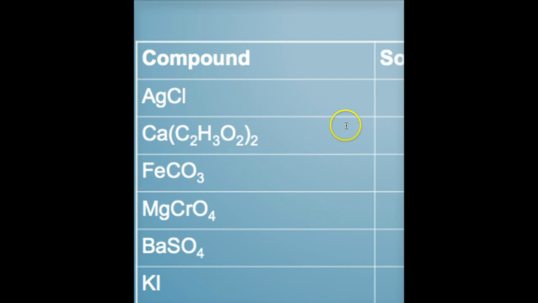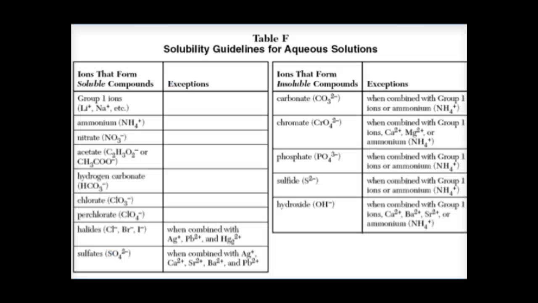No. The next compound is calcium acetate. So Ca is calcium, and then C2H3O2 is acetate. You're going to go to table F, and you're going to look for either calcium or acetate to be one of the ion categories that you're looking at. So let's go back and look at table F. We see that acetate has its own category here, and there is nothing that will make acetate insoluble. So calcium acetate will be soluble in water. So when we go back and look at our notes, we could fill in soluble in water, yes.